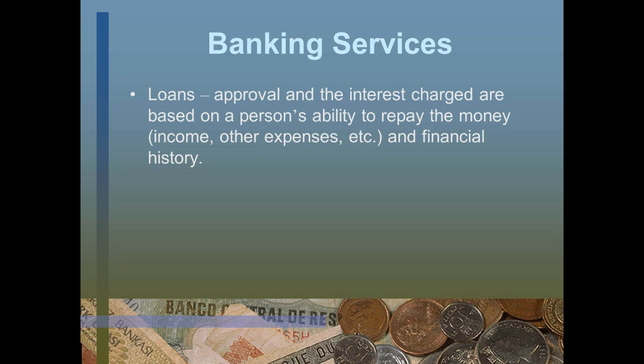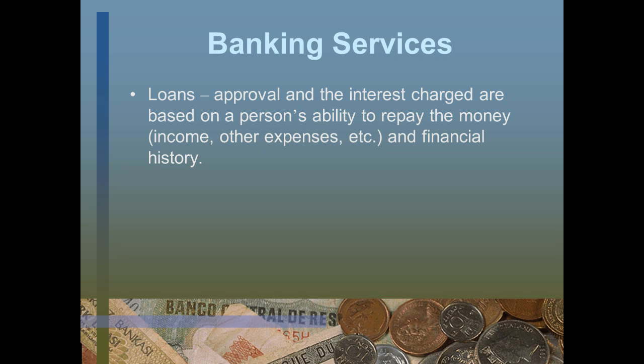Now, private banks, they're much more inclined to do it, but they're probably going to make you back it up with, like, maybe mortgaging your house on that loan to make sure that they're covered. Approval and interest is based on a person's ability to repay the money: income, expenses, all in their financial history. If somebody has defaulted on 5 other loans, their interest is going to be super high, or the bank will just say, we're not loaning you this money.